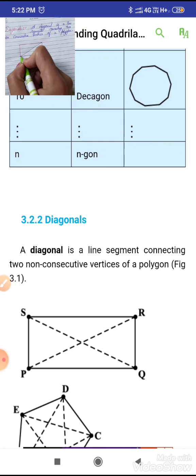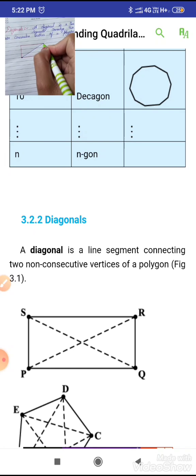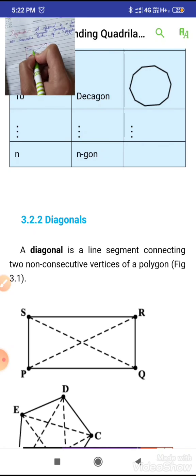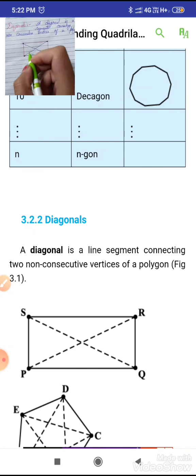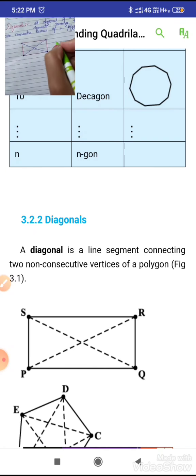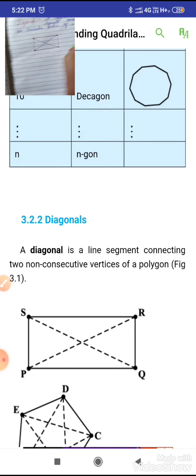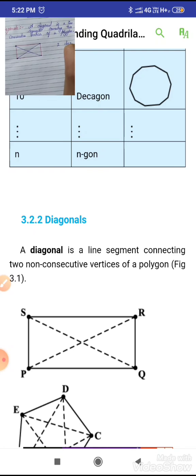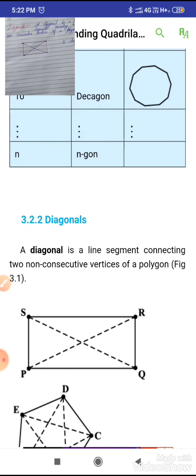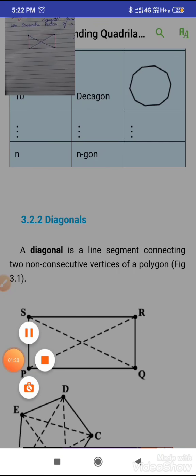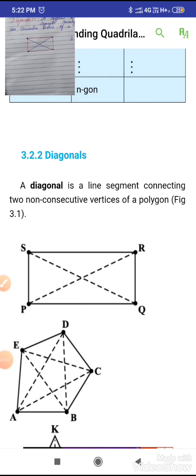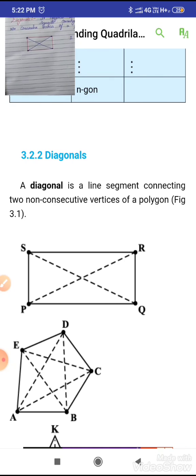So according to our definition, a diagonal is a line segment connecting two non-consecutive vertices of a polygon. If we connect these vertices to their non-consecutive vertices, we obtain two diagonals. So a quadrilateral has two diagonals. In the same manner, we can draw diagonals of a pentagon, hexagon, heptagon, and all of the polygons.